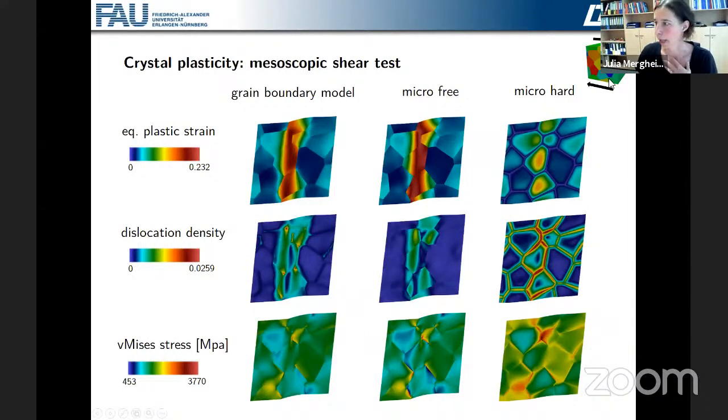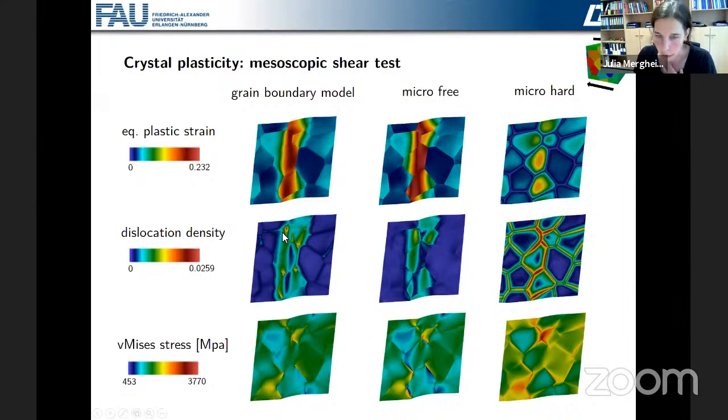So now I would like to compare the results of these different grain boundary conditions. Let's say we have here a representative volume element, which mimics this columnar grain structure that is obtained in AM, and we apply a certain shear to that. And then we see here the equivalent plastic strains, dislocation densities, and von Mises stresses. So we see here that the micro hard condition gives, well, 0 plastic strains on the grain boundary. That is not correct. The grain boundary model, as we can see, penalizes the jumps in the plastic strains from one grain to the other.